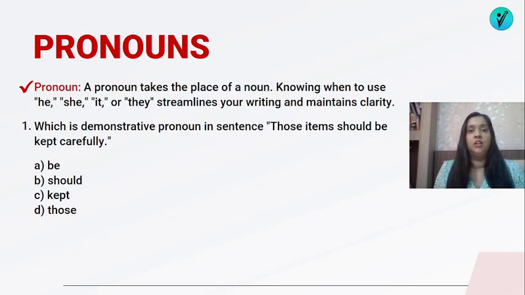Now, as the word says, as the type says, demonstrative means something which shows what exactly it is, it demonstrates. The sentence is: those items should be kept carefully. Now we have four options here: be, should, kept, and those. There is only one pronoun over here, which is "those". It points directly towards the items. It demonstrates those items, which is why we will pick option D as the answer.